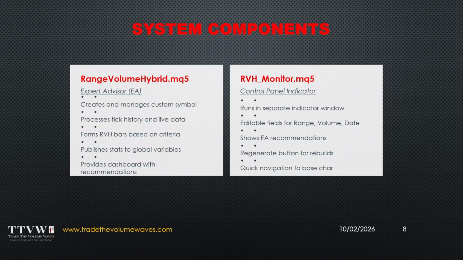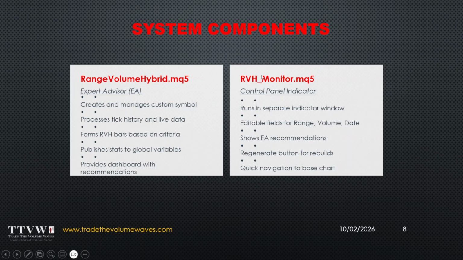So the system has 2 components. It has range volume hybrid, which is the expert advisor. That's the one who creates and manages the custom symbol. It processes tick history and live data, and it forms RVH bars based on criteria. And it publishes the stats to the global variables and provides a dashboard with recommendations.